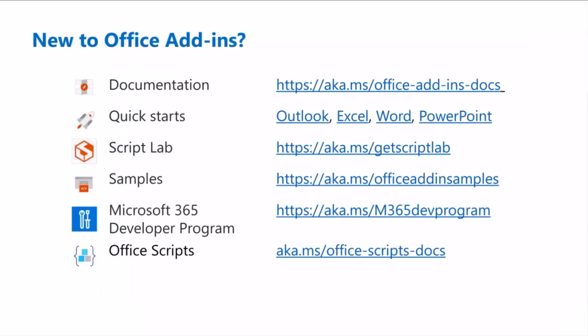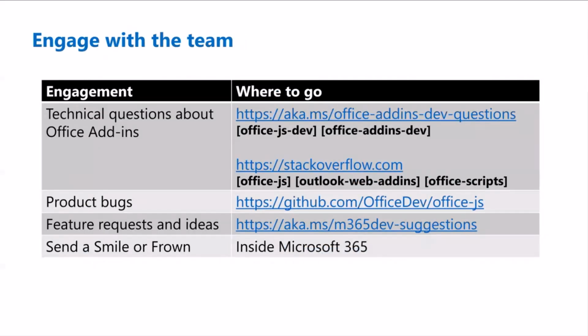And still, if you are new to Office add-ins, here are some useful resources that you can check to get started. Here are our documentations, our quick starts for the Outlook, Excel, Word, and PowerPoint add-ins, and also Script Lab to try some code snippets. You can also check our code samples at these links, and you can join the M365 developer program. Also, if you have questions when you develop Office add-ins, you can always reach out to our teams through all these channels.